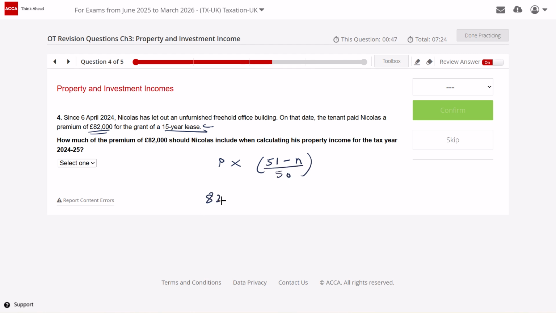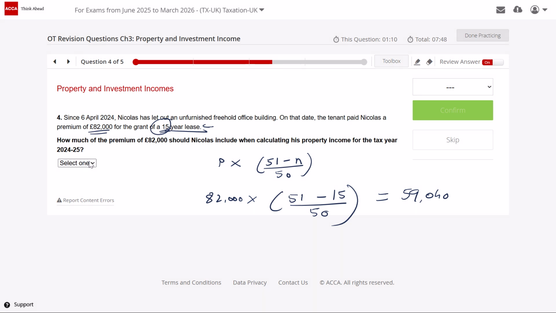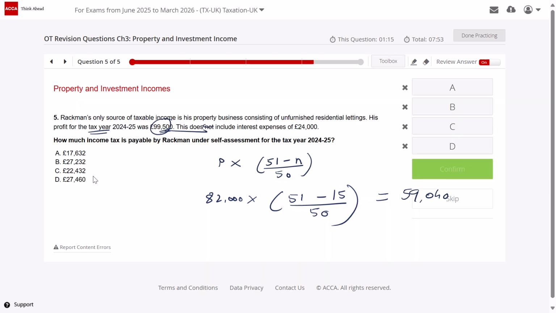So my premium amount is 82,000 into 51 less n, where n is 15 years, the period of the short lease, divided by 50 years. So if I multiply this, the figure is 59,040. So that is your option, the first one, right? 59,040. So confirm and continue.